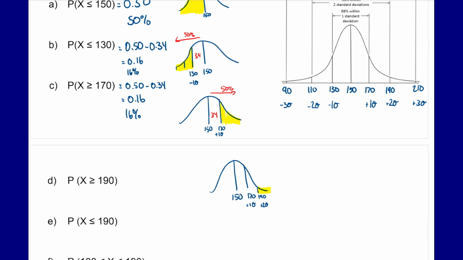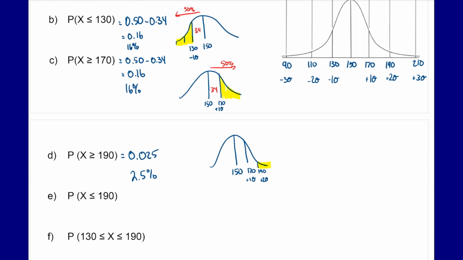If you go back up to your distribution table, you can add up the 2 columns. You could do 50% minus 34 minus the 13.5. Either way you look at it, or you could do the 2.35 plus the 0.15. Either way you look at it, you should get 0.025 or 2.5%. So there's a 2.5% chance of it being above 190 degrees, or 190 grams.